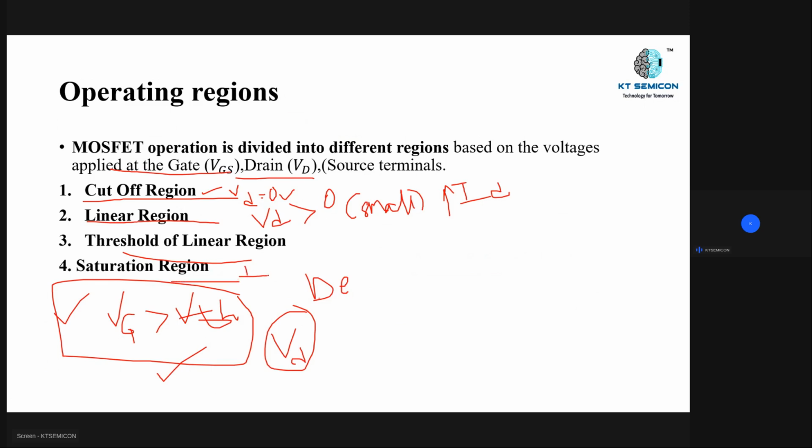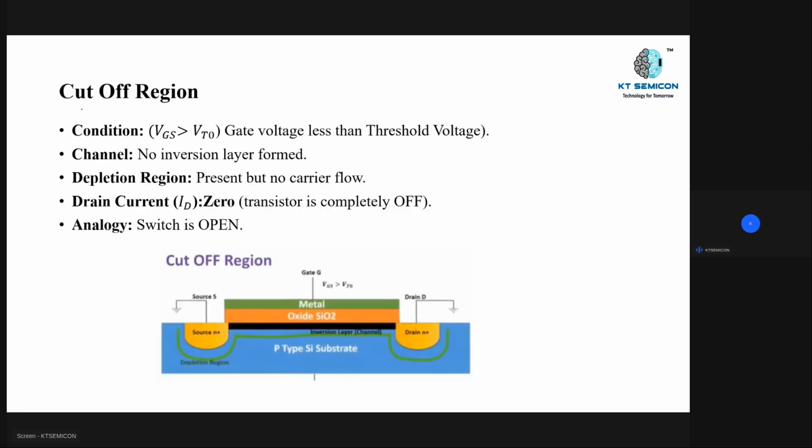Here my ID current is saturated. Even though we are increasing the VD voltage, my ID current is constant. I'll explain how this happens. So the first one is the cutoff region.